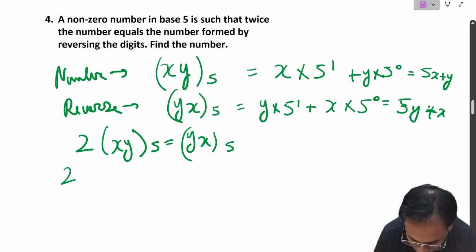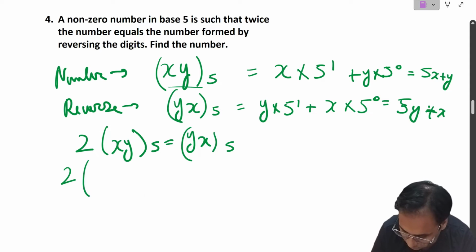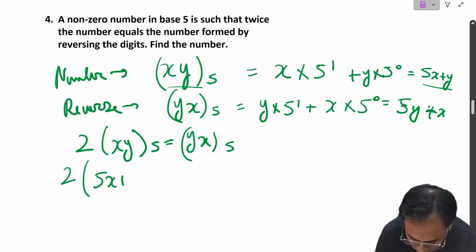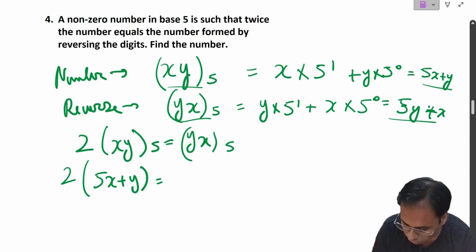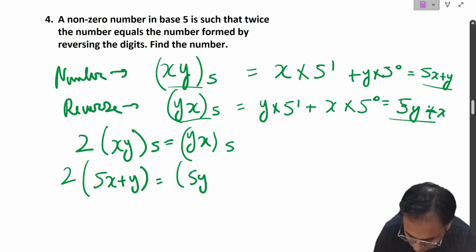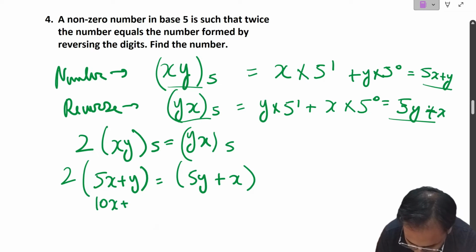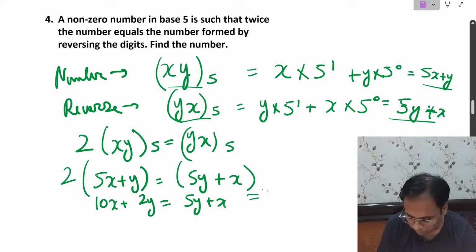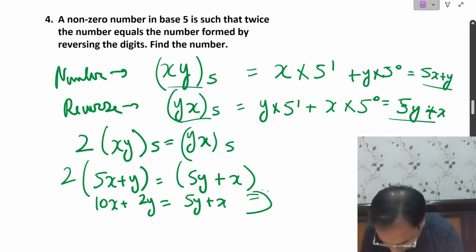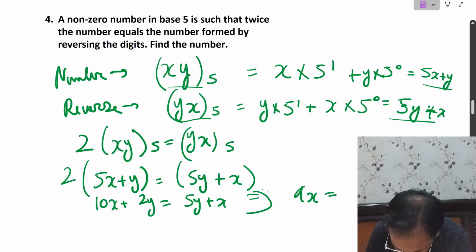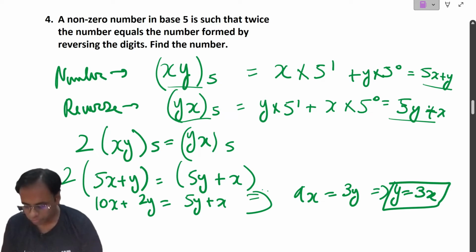So we have twice of xy base 5, which is 2 times 5x plus y, equal to yx to the base 5, which is 5y plus x. That comes out to be 10x plus 2y equal to 5y plus x. So that goes like this: we have 9x equal to 3y, which means y is equal to 3x. We have y equal to 3x.